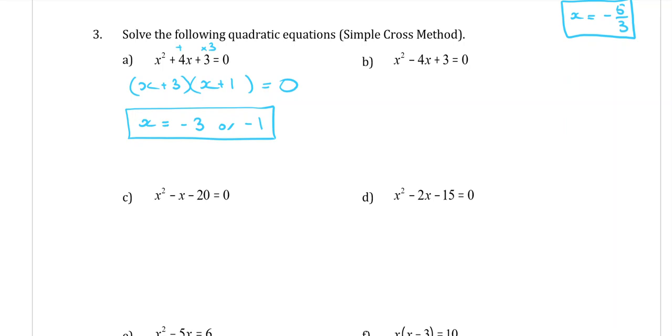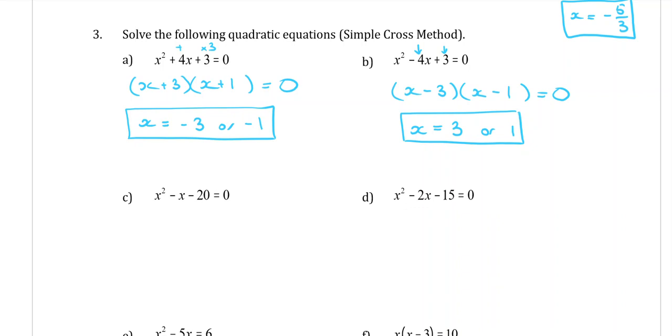Part B, same method, so we have two brackets, equals 0. x is our first term. We have to find numbers that times to give the 3 and add to give the minus 4. So this time it would be negative 3 and negative 1. Using null factor, from the first bracket we get a positive 3. From the second bracket we get a positive 1. So 3, 1 or 1, 3, whichever way you want to say it, is the solution.